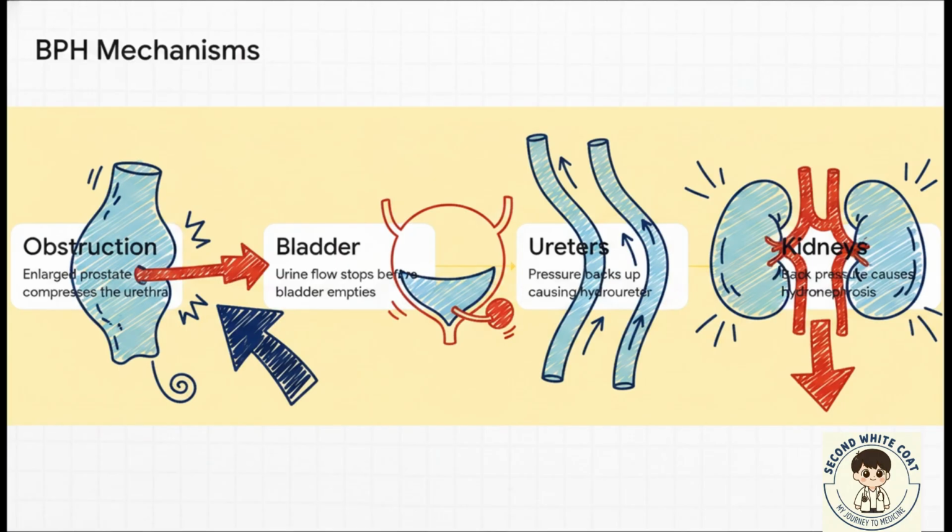And that fluid has to go somewhere, right? A squeezed tube pushes pressure upstream. The bladder backs up. Then the ureters back up, and that's hydroureter. Finally, the kidneys back up, causing hydronephrosis. This immense back pressure is the exact mechanism causing his postrenal acute kidney injury.